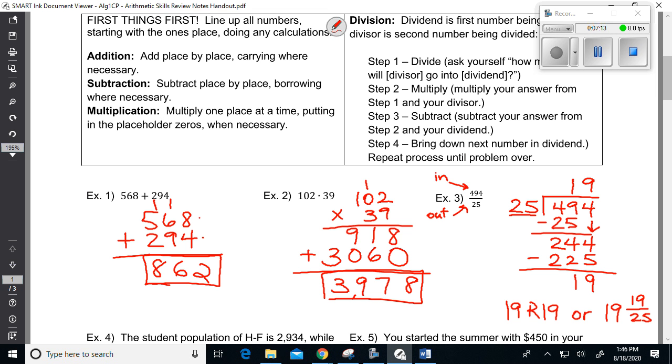Now, your teacher in middle school may have told you to put the decimal, put a 0, and then drop it and keep going. The only real time you're going to be doing that is if you need a decimal answer. But this is fine.